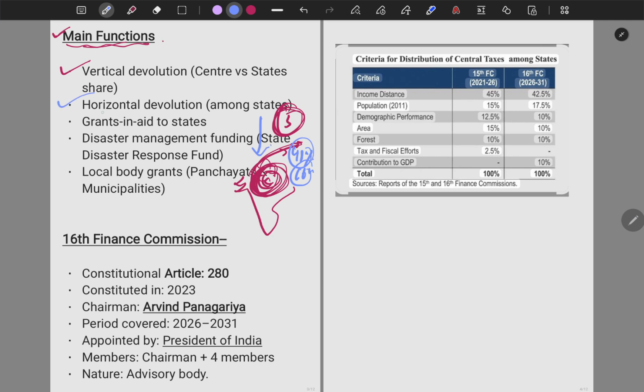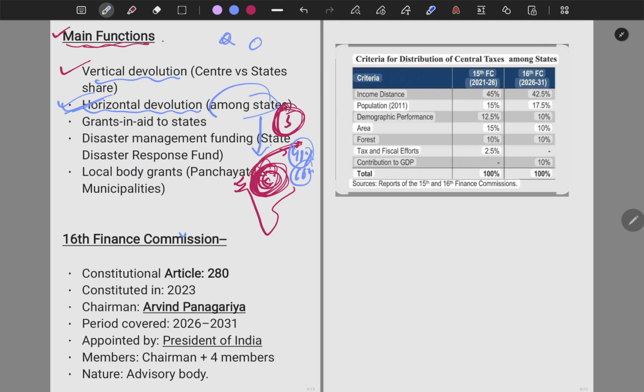It also provides for horizontal devolution among states. For example, if this is UP and here it is Goa, UP will be getting a greater proportion, due to UP's larger population, than Goa itself. So this is horizontal devolution of taxes among states. This will be vertical devolution from center to states, and this is among the states themselves.